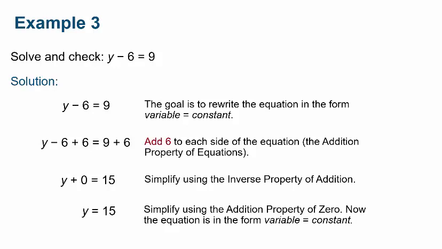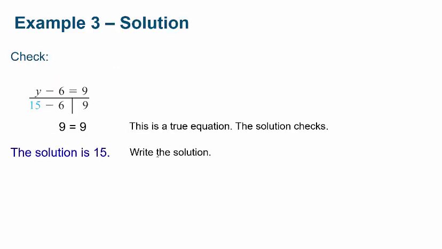Whatever I do to one side of the equation, and this is important, to maintain equality I have to do to the other side of the equation as well. So if I add 6 to the left-hand side, I have to add 6 to the right-hand side. Then 9 plus 6 gets me 15. Obviously, y plus 0 is just y. And we see here that y is equal to 15. That's our answer. I just undo subtraction by adding 6 to each side. You can check this by plugging it into the equation. 15 minus 6 does get me 9, and 9 equals 9. So yes, 15 is the solution here.